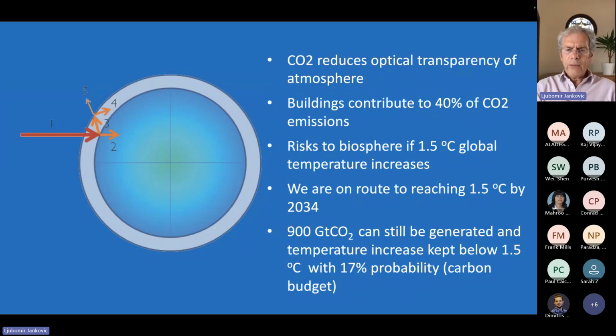And there are significant risks to the biosphere and to all of us if we have an increase in global temperatures by 1.5 degrees after the pre-industrial level. We are en route to reaching 1.5 degrees by 2034, and we can still generate 900 gigatons of CO2 and stay within a temperature increase of up to 1.5 degrees with 17% probability. This is referred to as the carbon budget.